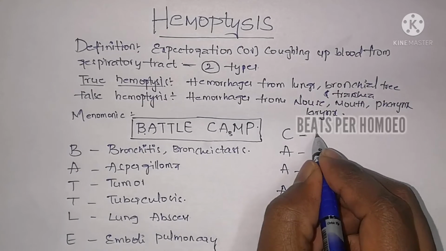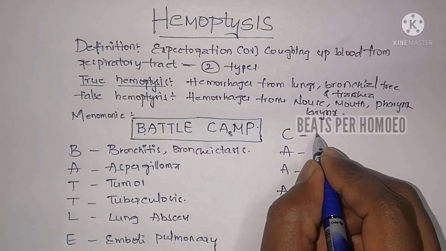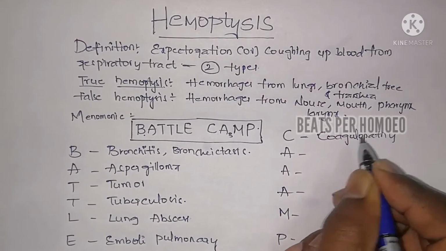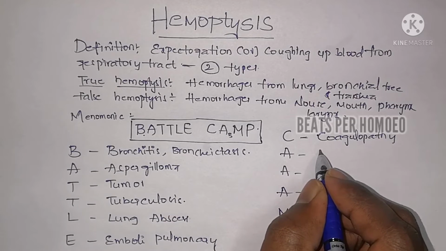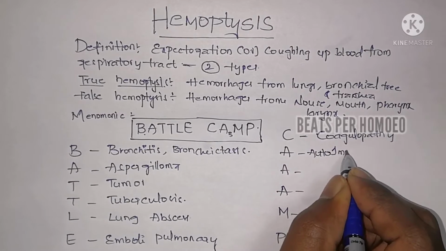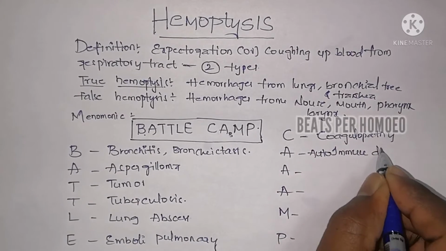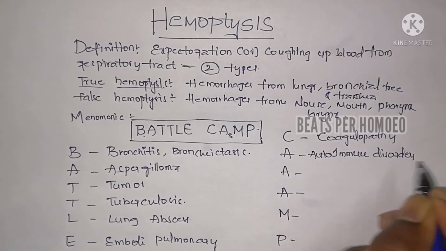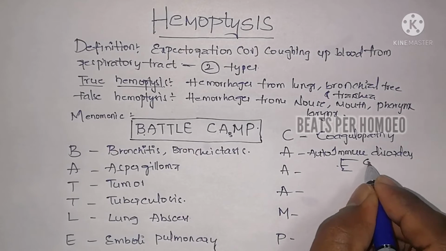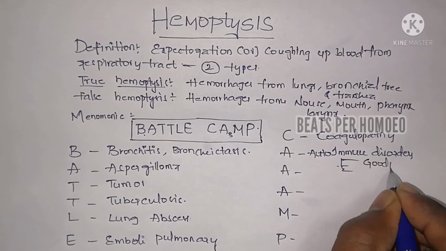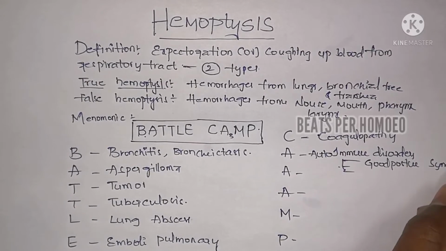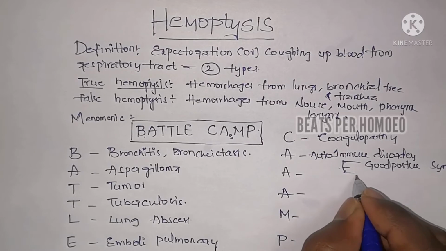And coming to CAMP, C for coagulopathy, and A for autoimmune disorders. And remember these two: Goodpasture syndrome and Wegener syndrome.